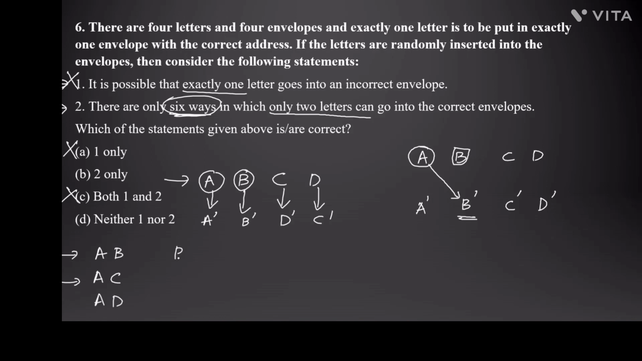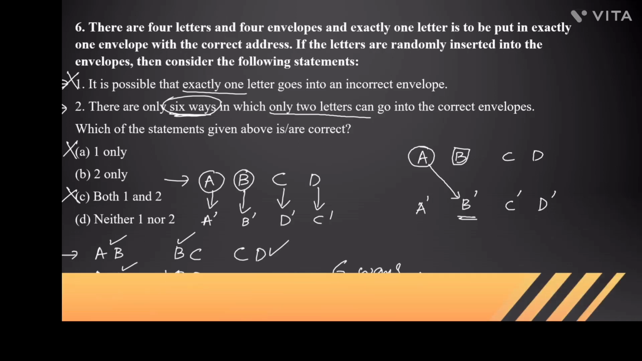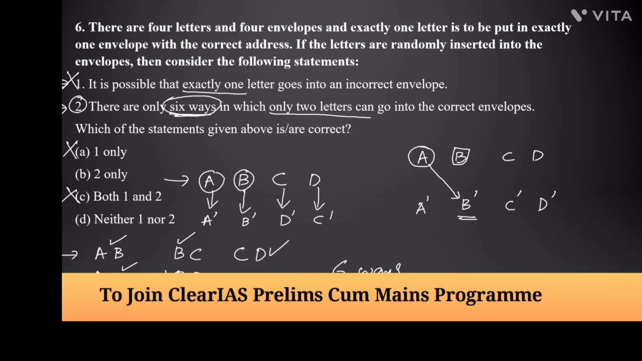Similarly, it could be B and C letters. B and C could go to the correct envelope. Or it could be B and D, right? That is possible, right? The next scenario you can think about is letters C and D. Letters C and D go to the correct envelope. So if I'm counting them, this is 1, 2, 3, 4, 5, 6. So a total of 6 ways are possible. So actually the second statement is correct. So option B has to be the right answer.